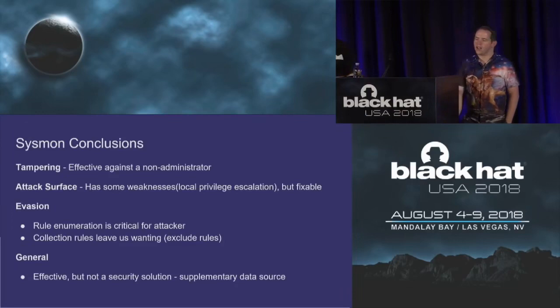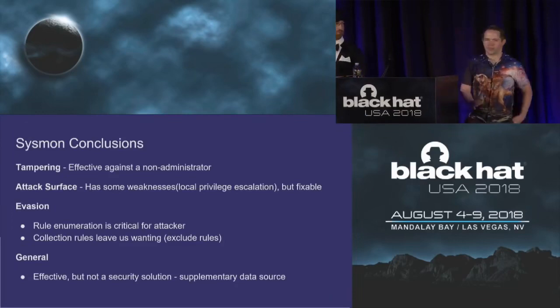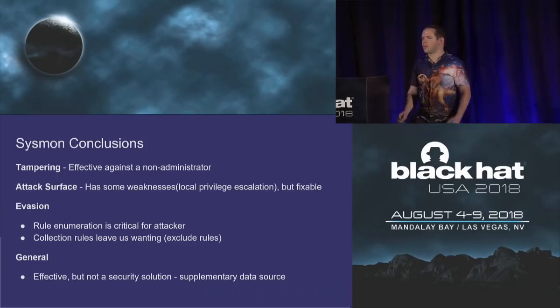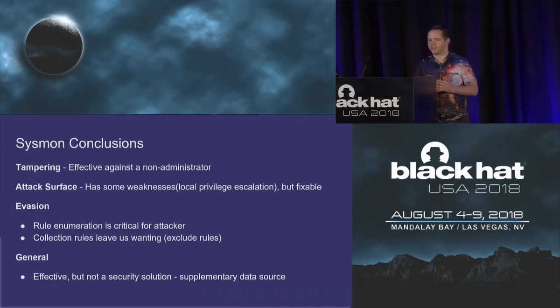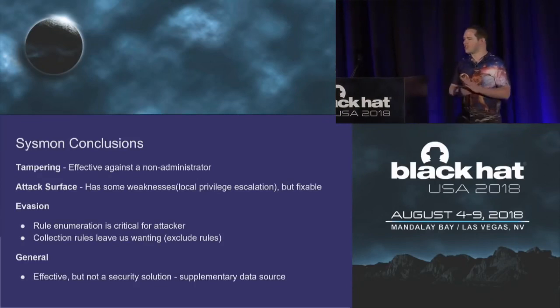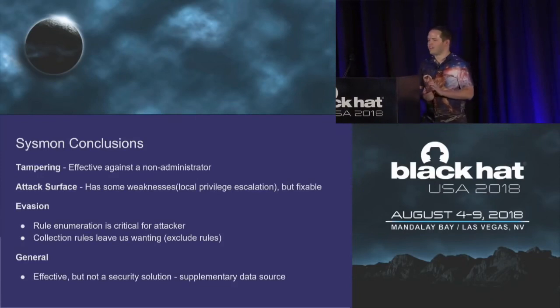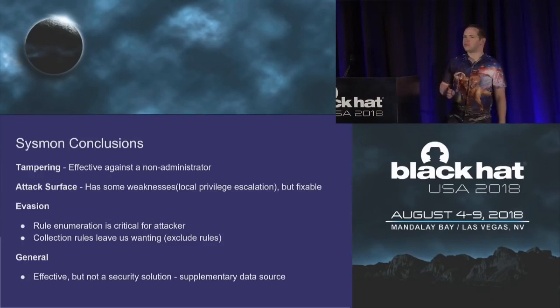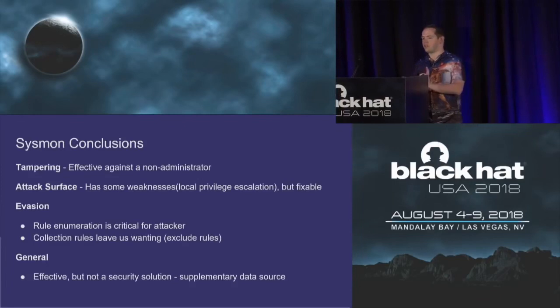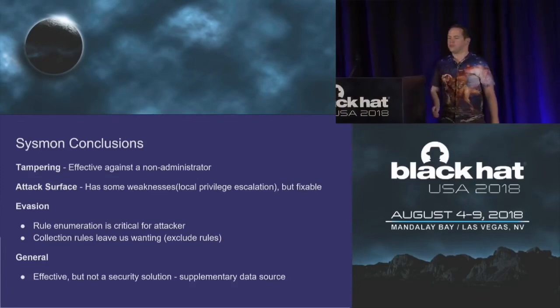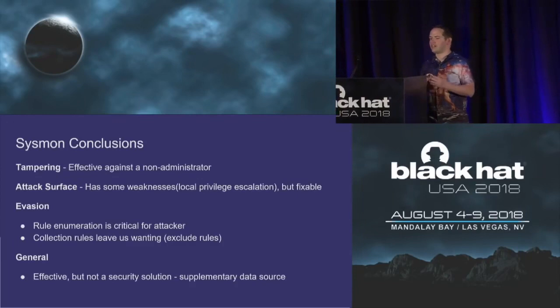In terms of evasion, rule enumeration is critical for an attacker in order to do this. Likewise, an attacker could take advantage of just really loud events that typically aren't analyzed. But analyzing that config file is super important for the attacker. In addition, the collection rules themselves leave us wanting. In specific, the exclude rules, because when there is an exclude rule, it is so easy to build an evasion using that. So if there was some way that we could build better collection rules to allow us to exclude stuff in a more targeted manner.